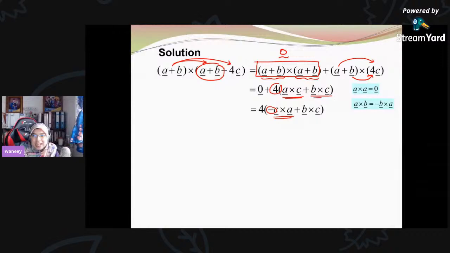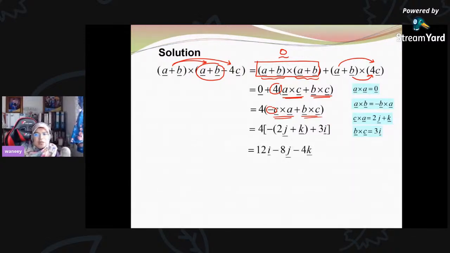And for B cross C, I have the value, so I can substitute it. C cross A is 2J plus K, and B cross C is equal to 3I. So it becomes 4 times the negative of (2J plus K), because we have to flip A cross C to become C cross A, and then B cross C is simply equal to 3I. Expanding them, you will have 12I minus 8J minus 4K, which means Asha and Farha got them right. Very good.